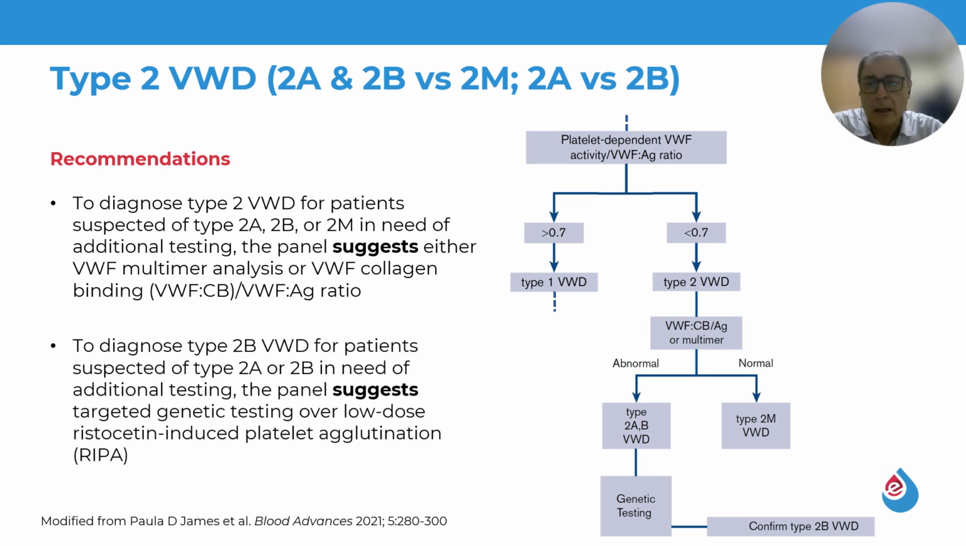For the diagnosis of type 2B von Willebrand disease, for patients suspected of type 2A or type 2B in need of additional testing, the panel suggests targeted genetic testing over low-dose ristocetin-induced platelet agglutination. Genetic testing and RIPA are both able to discriminate type 2B from type 2A patients. Both approaches are not available at all centers, but RIPA requires a fresh blood sample. Therefore, sample shipping is not possible.